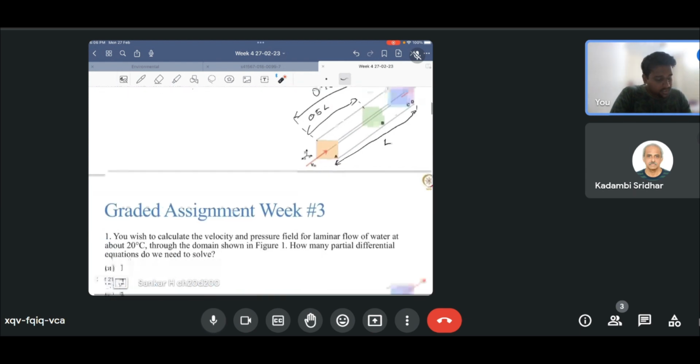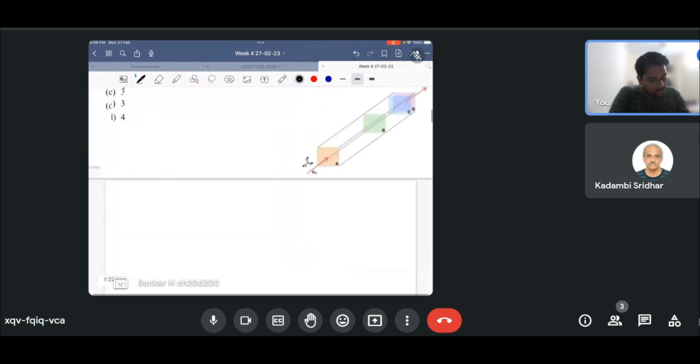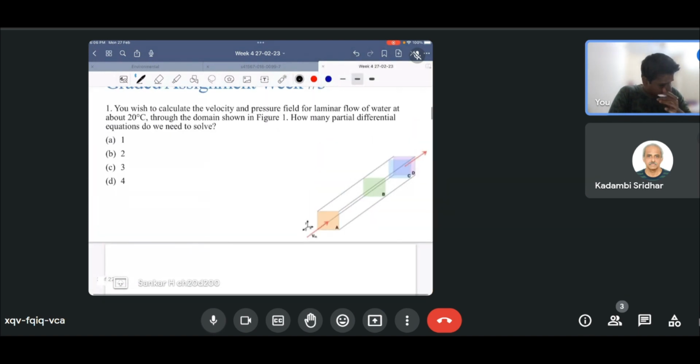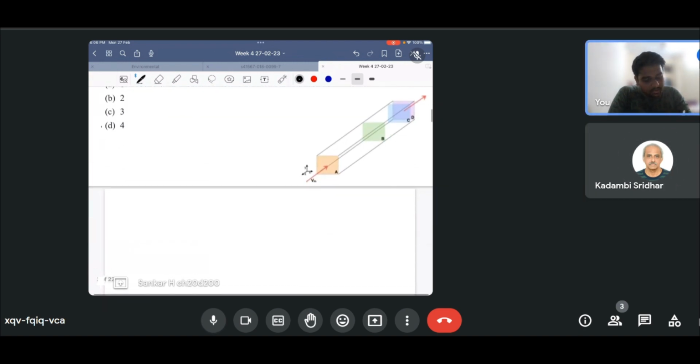For such a system, the first question is: we wish to calculate the velocity and pressure field for a laminar flow of water at 20 degrees Celsius through the domain shown in figure 1. And the first question is, how many partial differential equations do we have to solve? It would be 4. Yeah, it is 4.